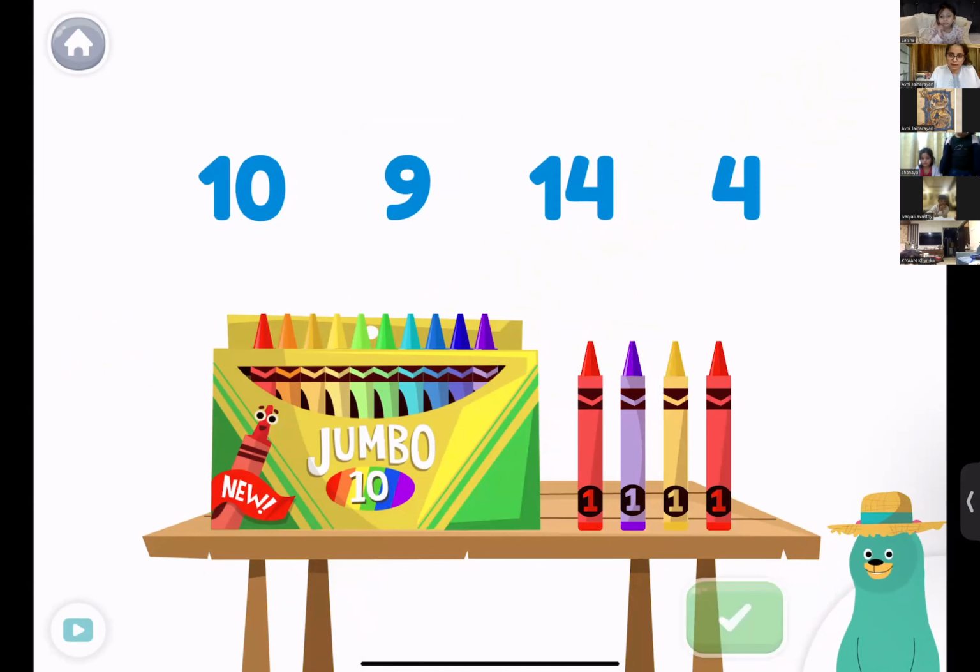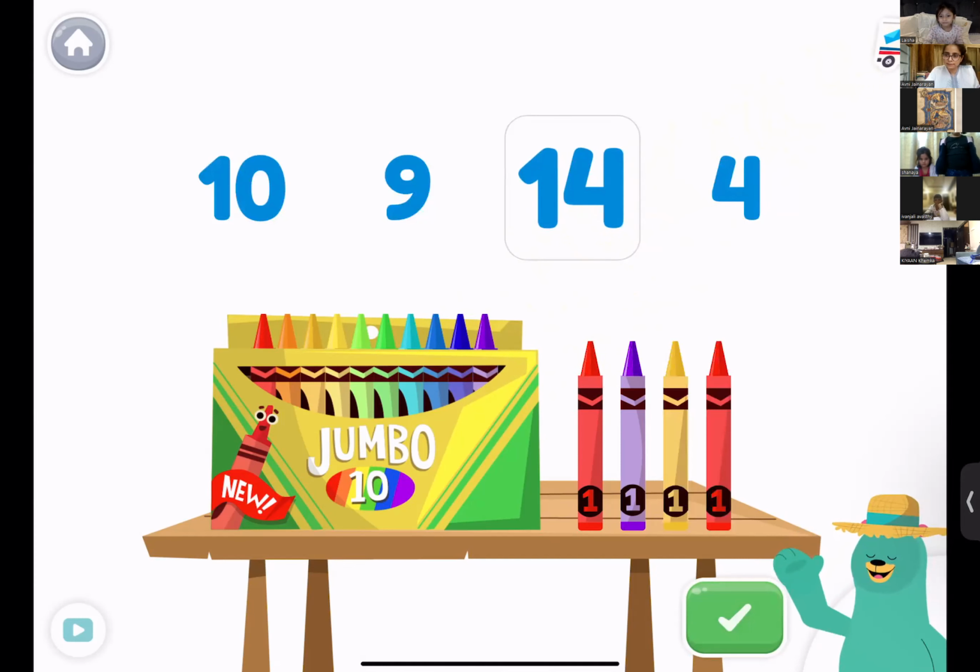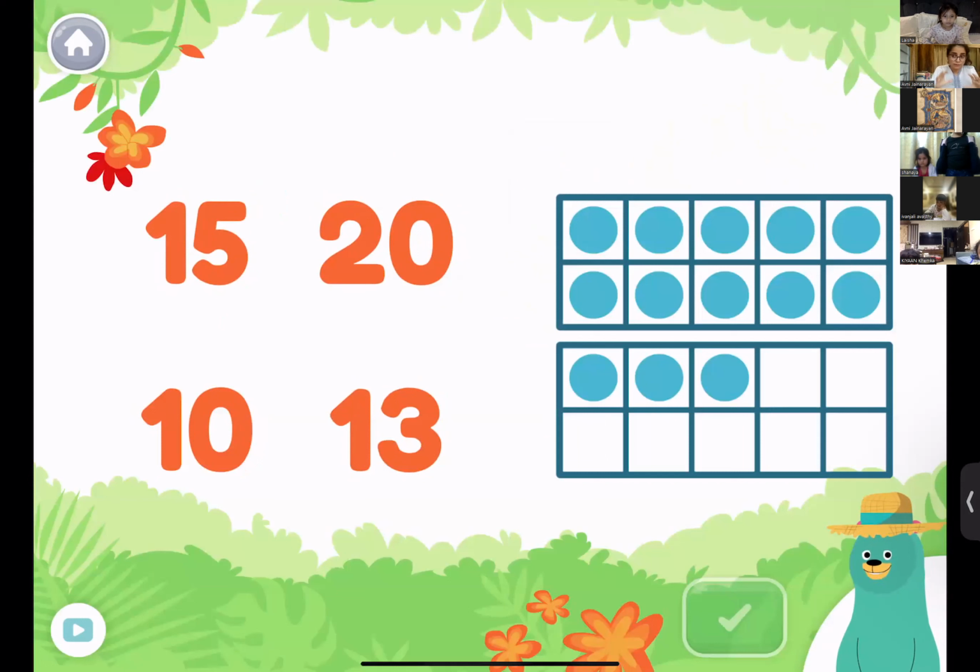How many crayons are there, Laisha? A 10 and a 4. Which number is it going to be? Very good. Cool beans. Next is Kian's turn. 14. Kian, let's look at this 10 frame, children. The question has changed. How many dots are in the 10 frames? Tap the number. Which number is this, Kian?